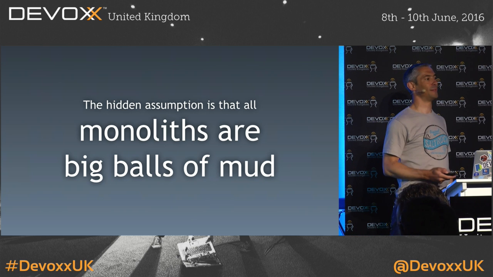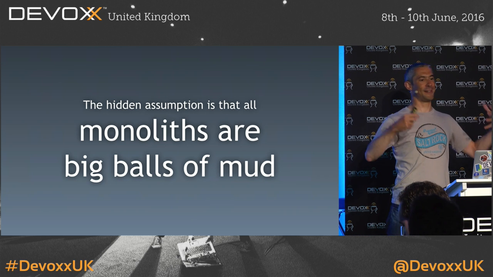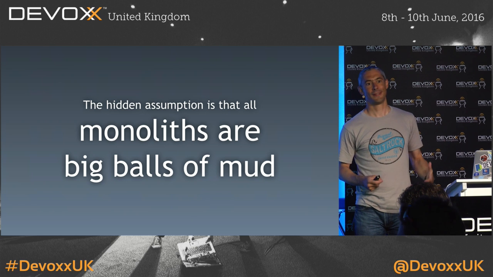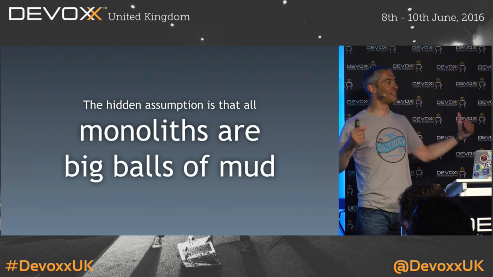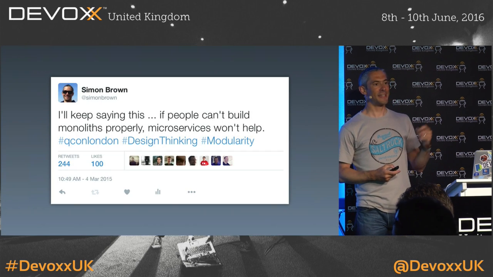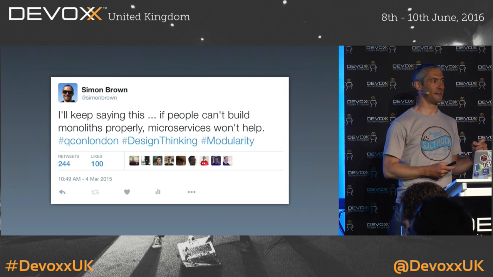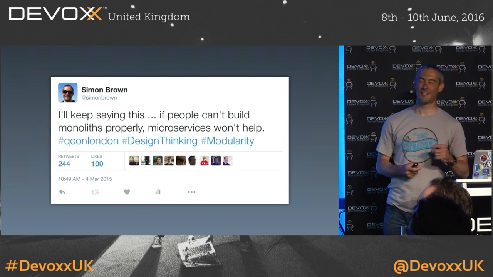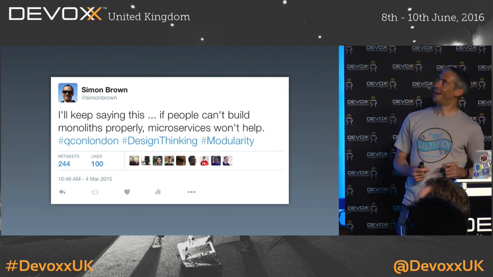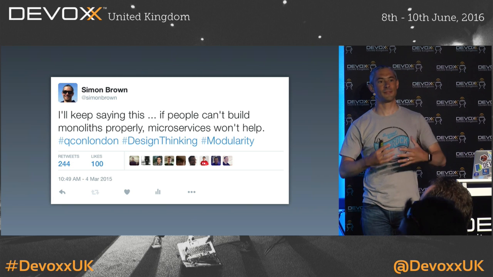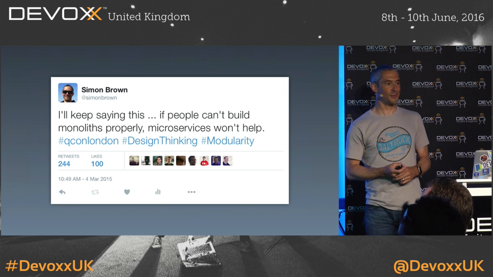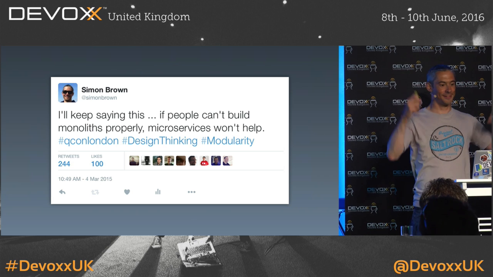And microservices won't help. If you can't design a monolith properly, microservices will not help because you're basically sticking networks in the way. I think Hadi showed this in his keynote yesterday, didn't he? He said he did. I hope he did. If you can't build monoliths properly, don't go to microservices. I thought it was quite a cool tweet. Got a bunch of retweets, right?